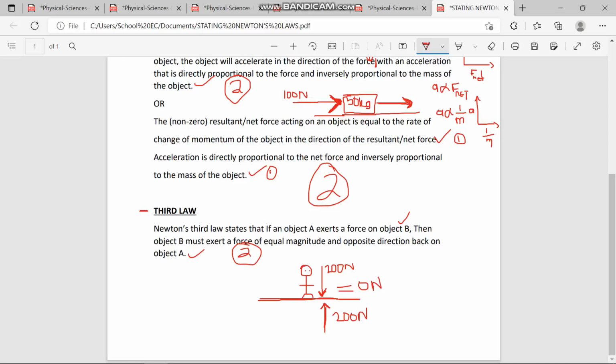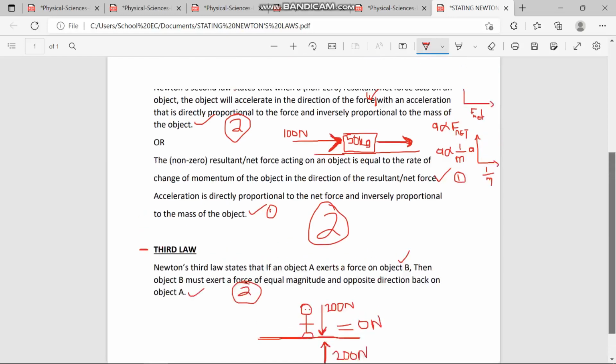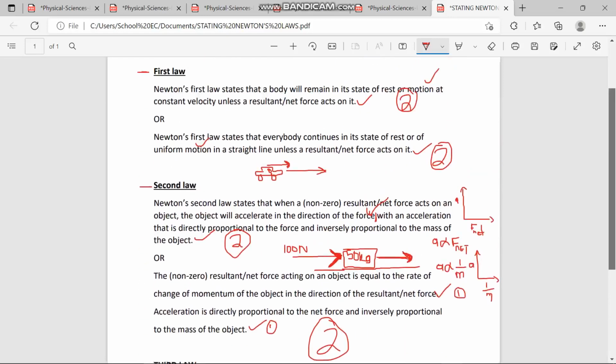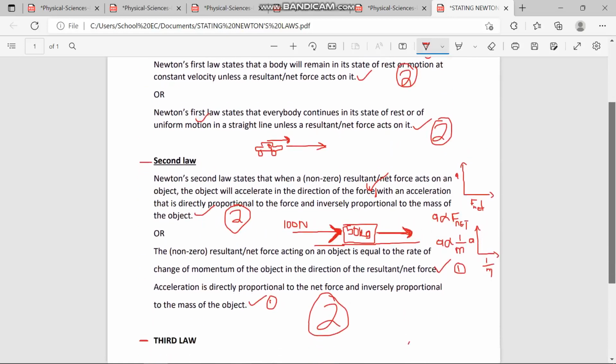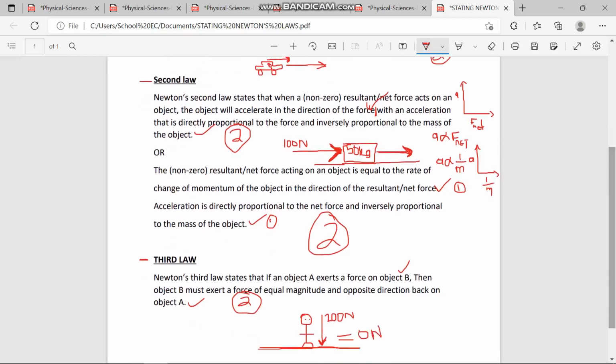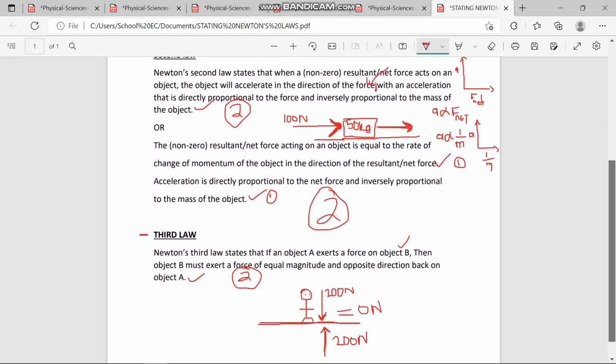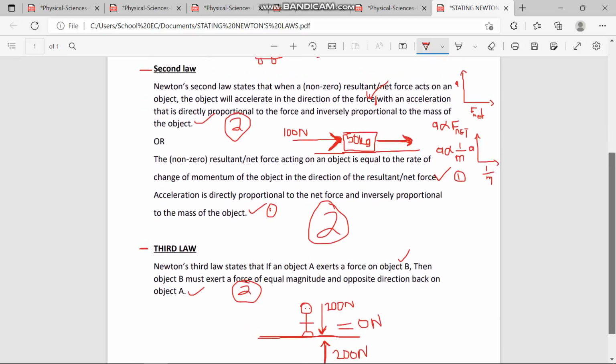So I think that's how it goes, guys. Please know how to state Newton's laws. As you can see, I gave you some understanding in terms of stating Newton's laws, more especially Newton's second law. That's how it goes, guys. I think that's the end of our lesson for the day.